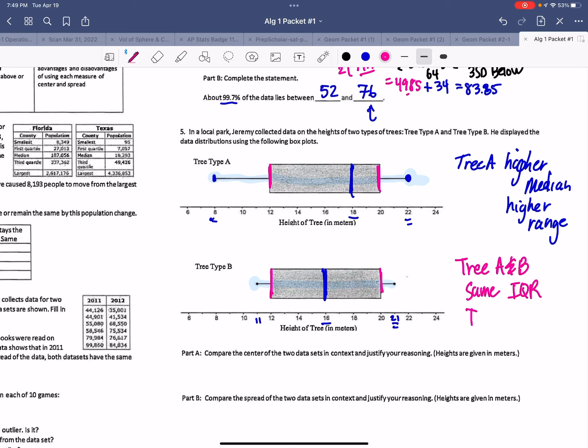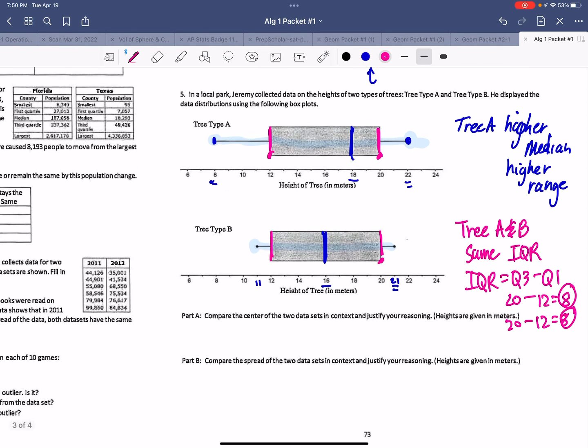So what's the interquartile range? It's quarter 3 minus quarter 1. 20 minus 12 is 8. Here, 20 minus 12 is 8. Those are exactly the same number. So the inner 50% of the data is the same in the group, the same range. That's called the interquartile range.